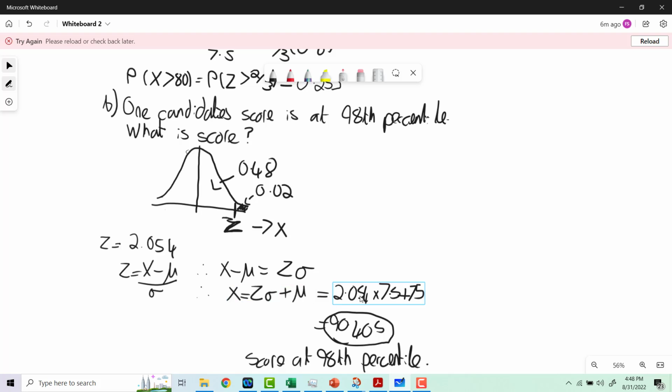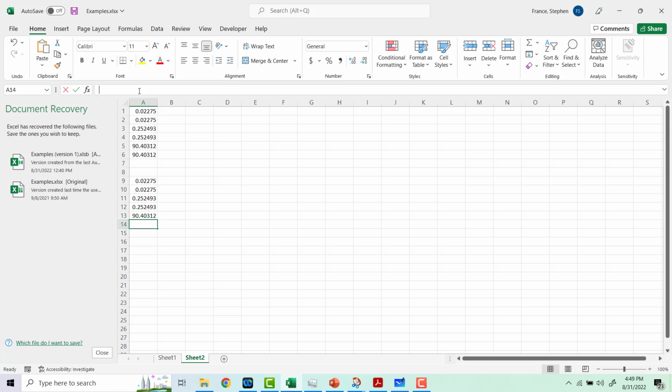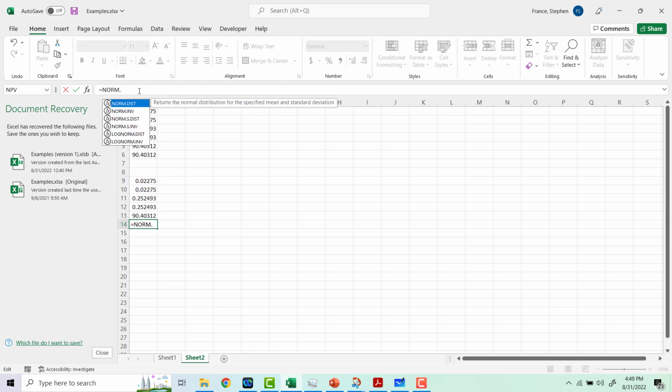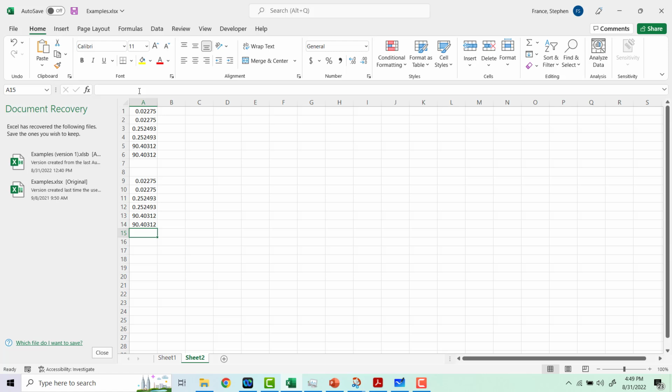So this is just the calculation we did here. But again, with Excel, we could actually do everything automatically. So we could do equals norm.inv. So the probability 0.98. This is a distribution with a mean of 75 and a standard deviation of 7.5. And voila, we got the same answer as the calculation.